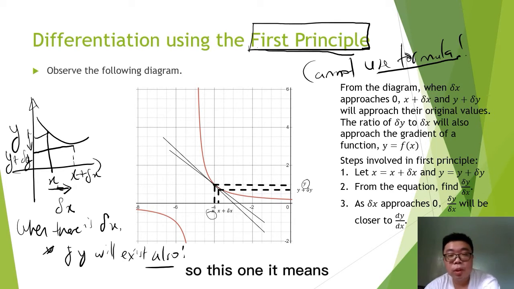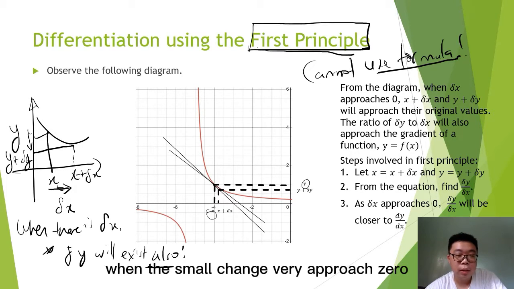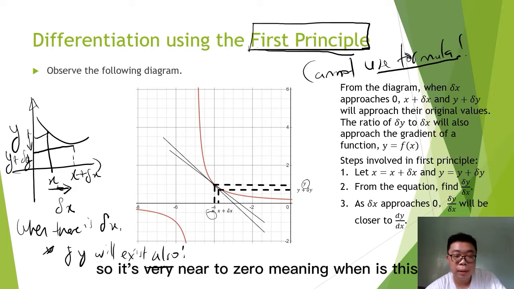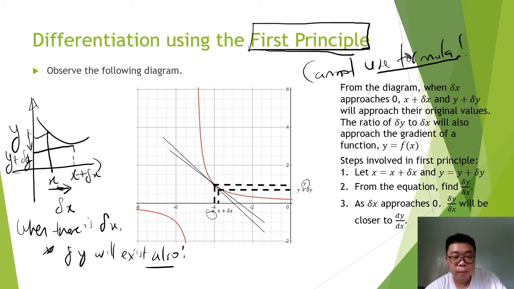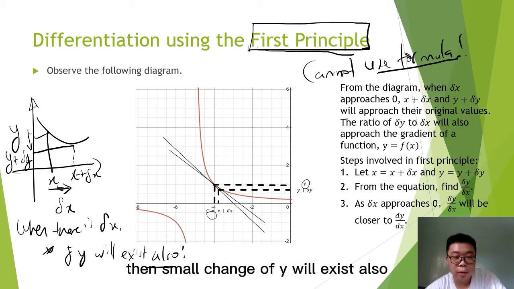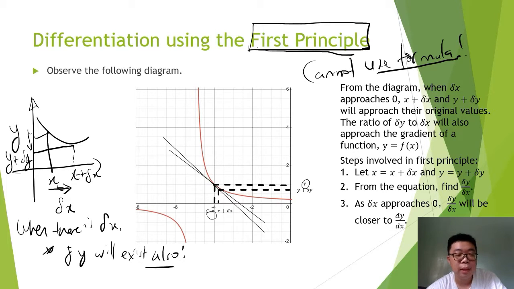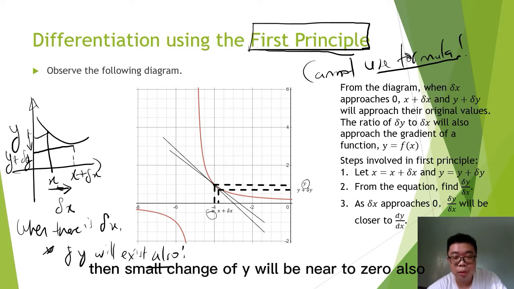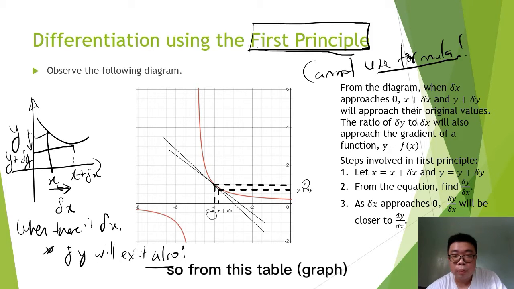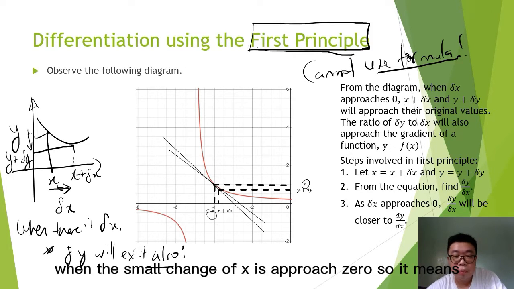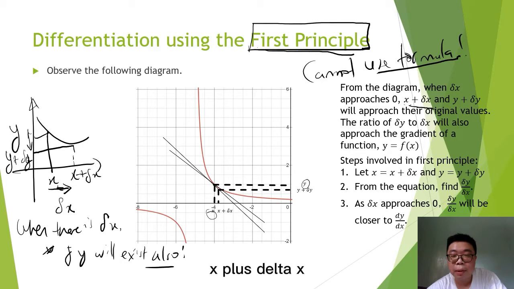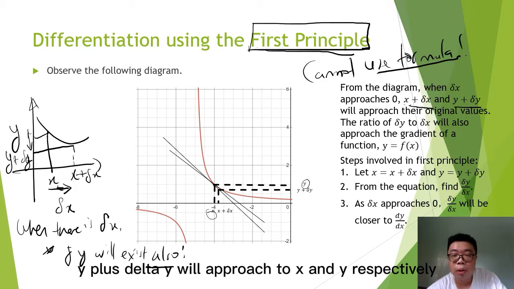So this means when the small change approaches 0, so it's very near to 0, even though when there's a small change of x, then a small change of y will exist also. But if your small change of x approaches 0, it means it nearly doesn't exist. Then the small change of y will be near to 0 also. So from this statement, you will see when the small change of x approaches 0, it means x plus delta x, y plus delta y will approach x and y respectively.